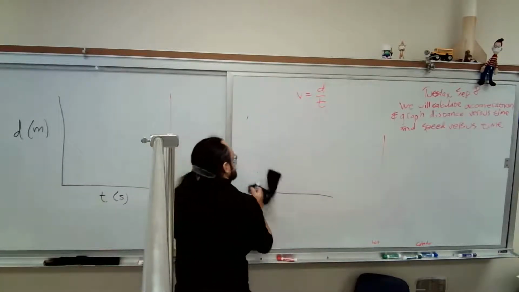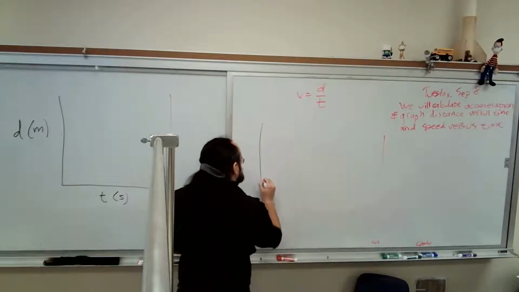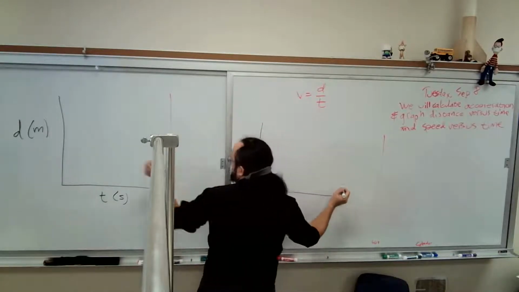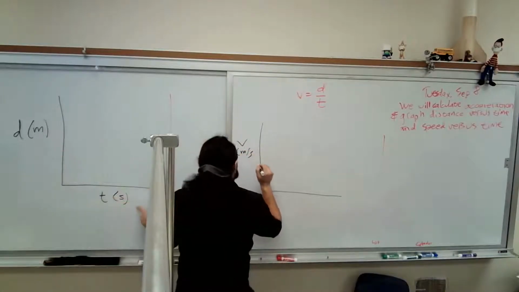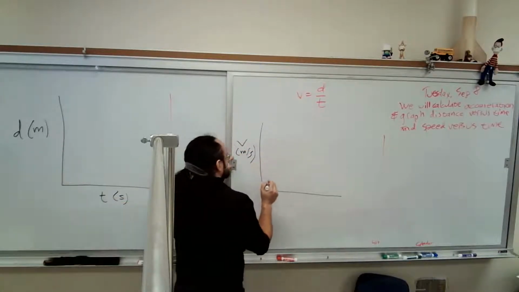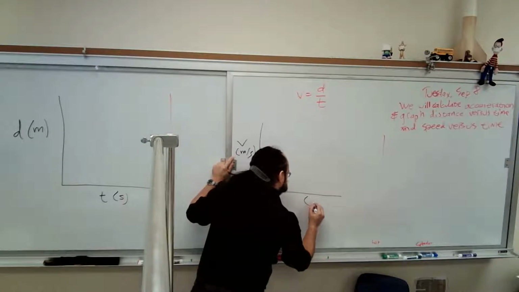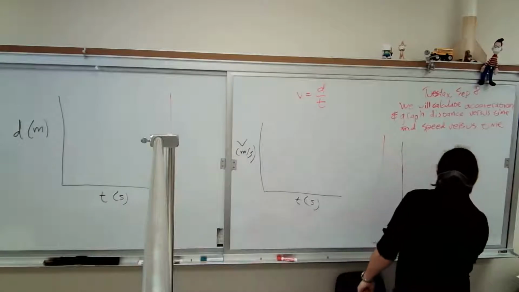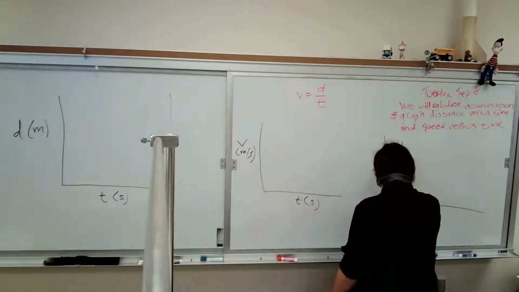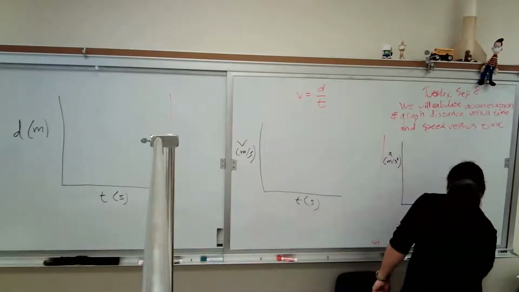So I've got that one, distance in meters over time in seconds. This one's velocity in meters per second versus time in seconds. And this one's acceleration in meters per second squared over time in seconds.